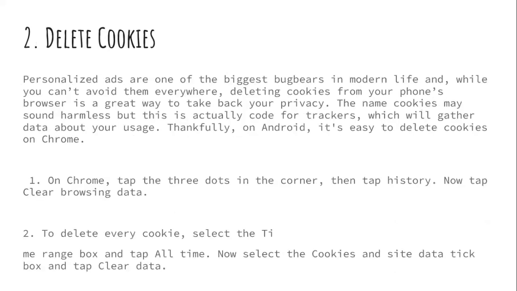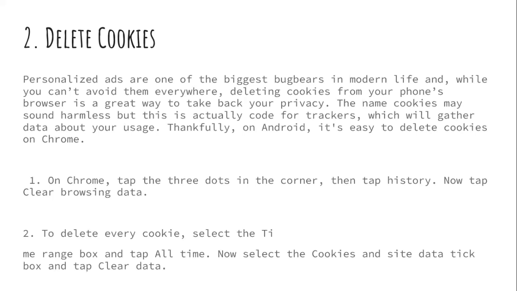So next, we're going to talk about deleting cookies. Personalized ads are one of the biggest bugbears in modern life, and while you can't avoid them everywhere, deleting cookies from your phone's browser is a great way to take back your privacy. The name cookies may sound harmless, but this is actually a code for trackers, which will gather information about your data usage. Thankfully, on Android, it's easy to delete cookies on Chrome.